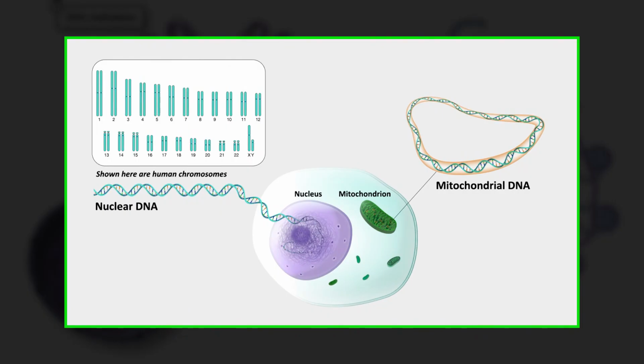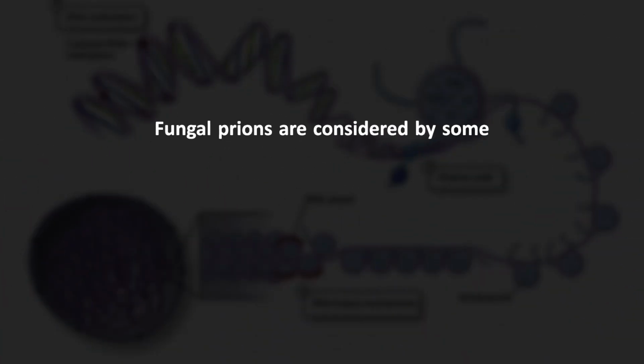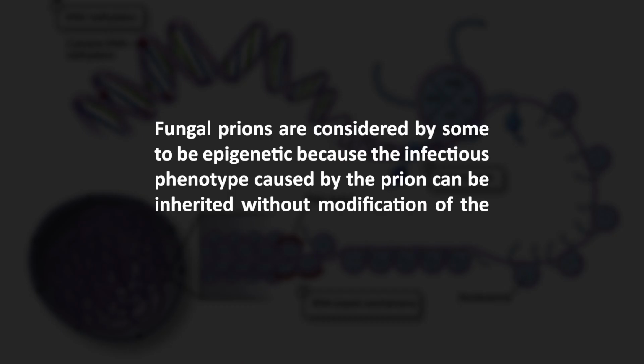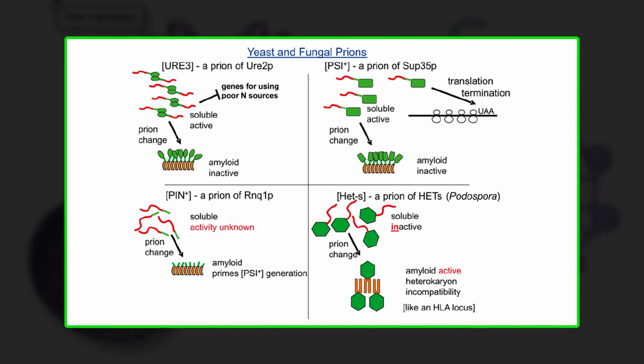It is in this latter sense that they can be viewed as epigenetic agents capable of inducing a phenotypic change without a modification of the genome. Fungal prions are considered by some to be epigenetic because the infectious phenotype caused by the prion can be inherited without modification of the genome. The two fungal prions PSI plus and URE3, discovered in yeast in 1965 and in 1971, are the two best studied of this type of prion.